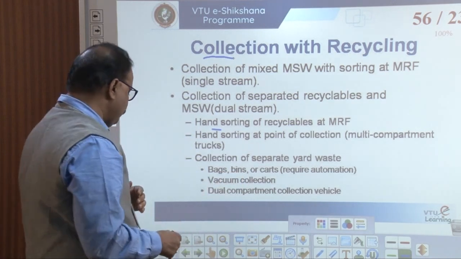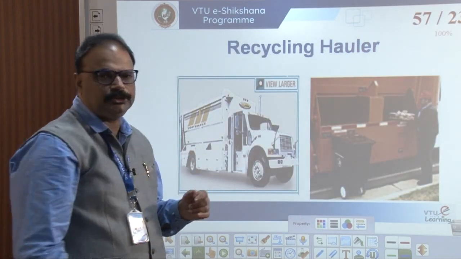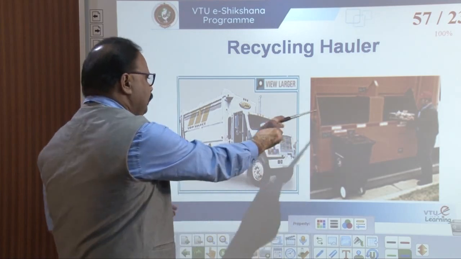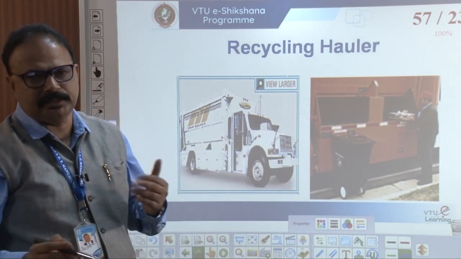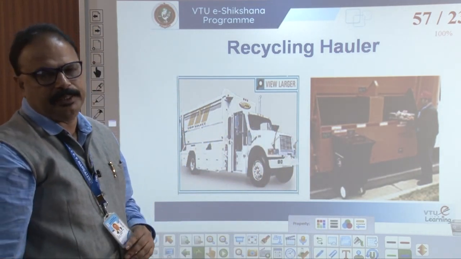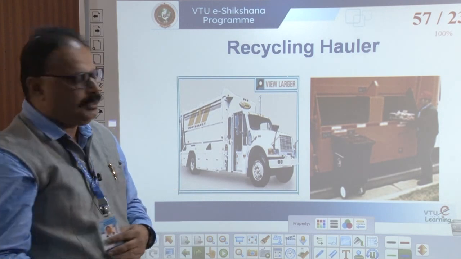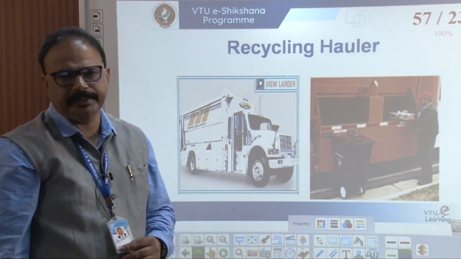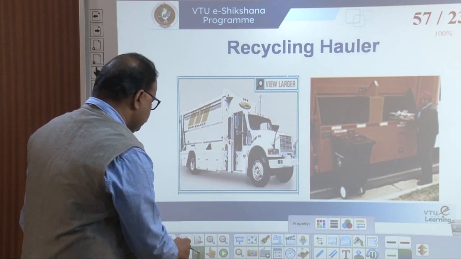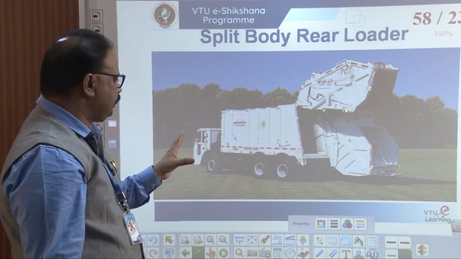You can see the different types of vehicle here. See, this is the recycling collection vehicle, and this is the recycling chamber. We will use different compartments for different types of recycling waste: one compartment is this, another compartment is this. These types of waste are carried in the recycling vehicle. It may be paper, plastic, or other recycling materials, collected in separate compartments. Collection is either manual or automatic, like a vacuum. You can see the vacuum here. This is a double split body rail for the collection of recycled material.